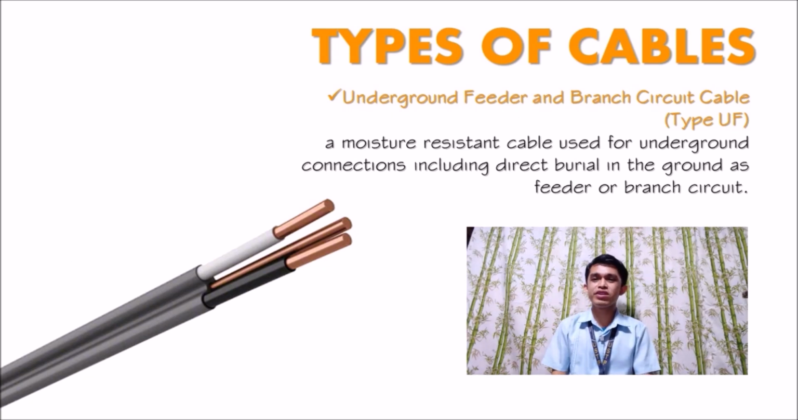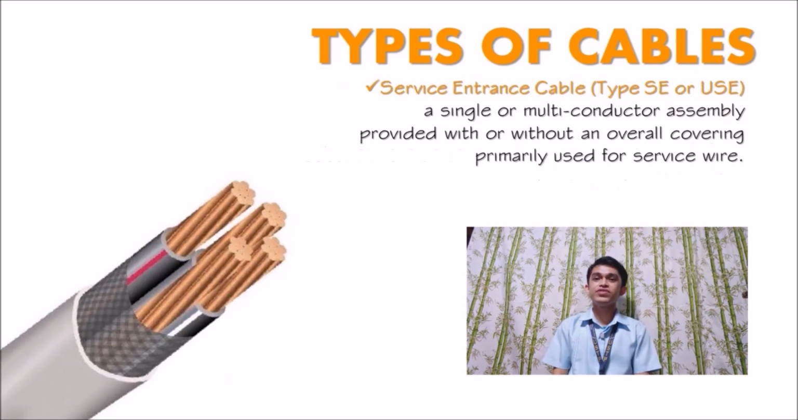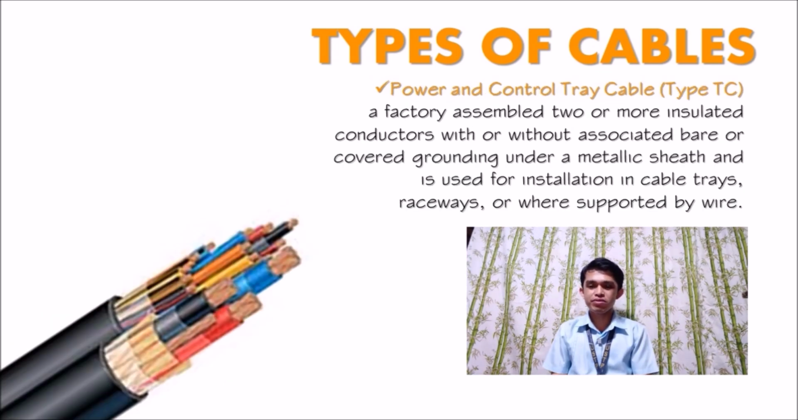Underground feeder and branch circuit cable or type UF, a moisture-resistant cable used for underground connections. Service entrance cable or type SE or USE are primarily used for service wires. Power and control tray cable or type TC, used for installation in cable trays, raceways, or where supported by wire.